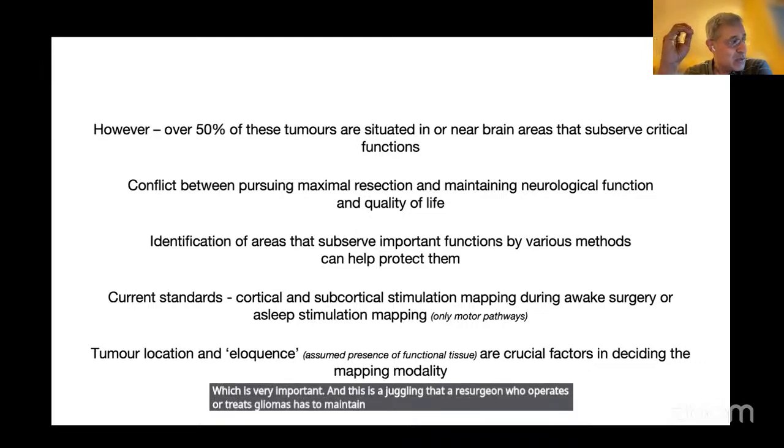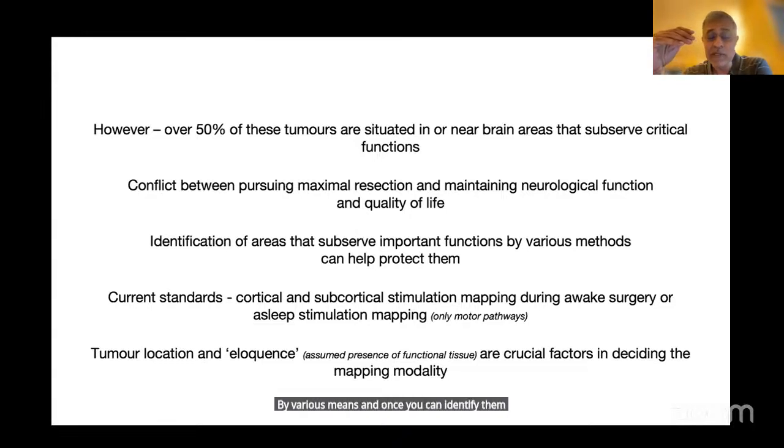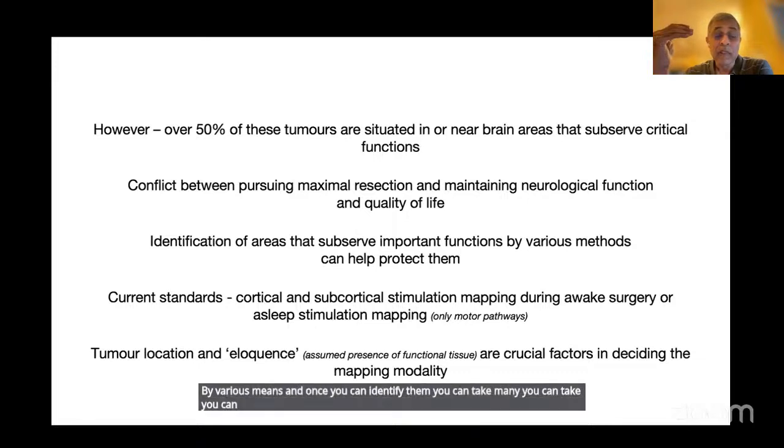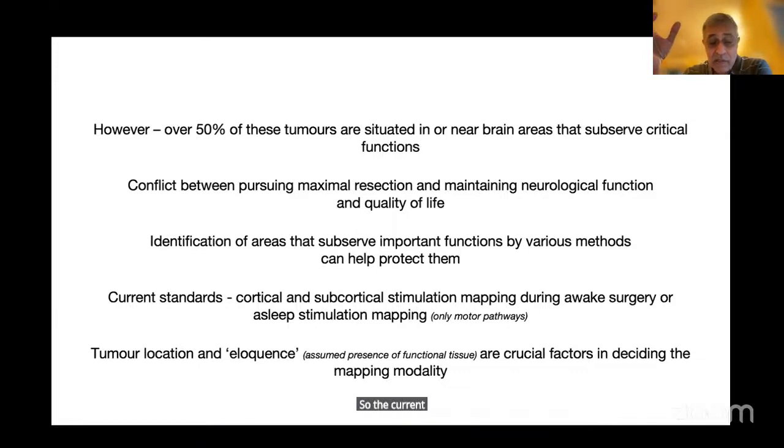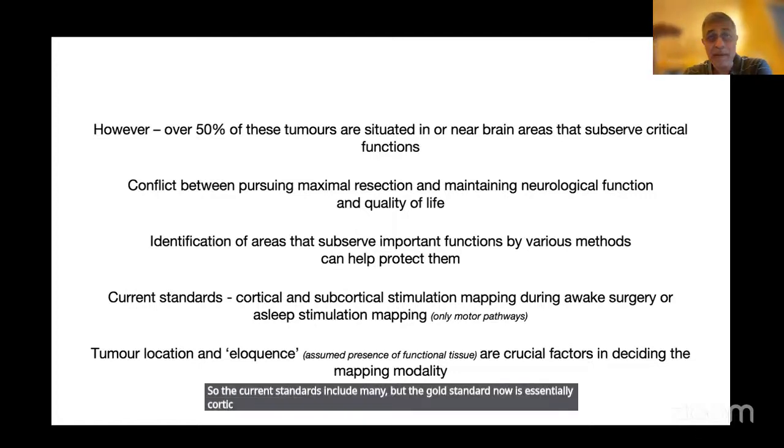So to aid this, to facilitate this, and to tip the balance towards maximizing the resection and minimizing the deficits, identification of areas that subserve these functions is important by various means. And once you can identify them, you can protect them. So the current standards include many, but the gold standard now is essentially cortical and subcortical stimulation mapping. And there are differences with the patient being asleep or awake. We will talk about that.